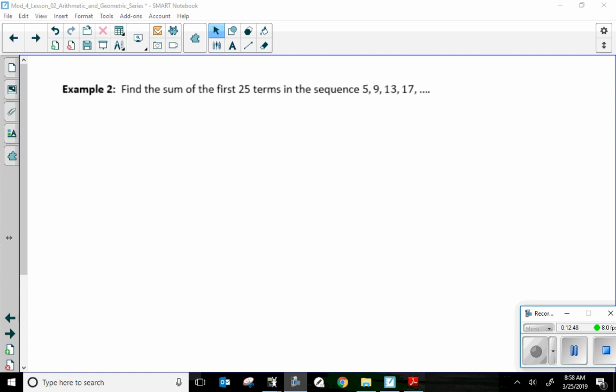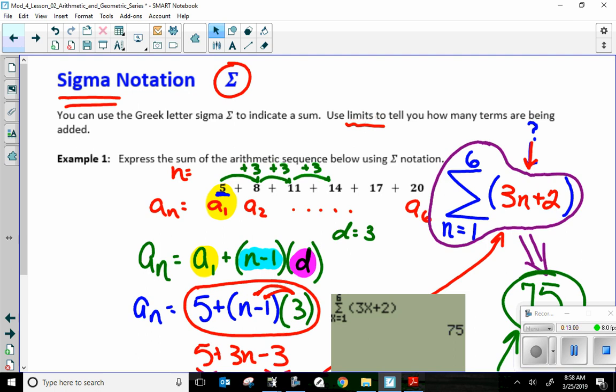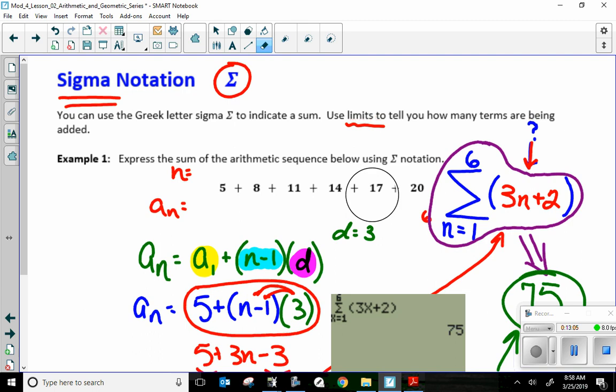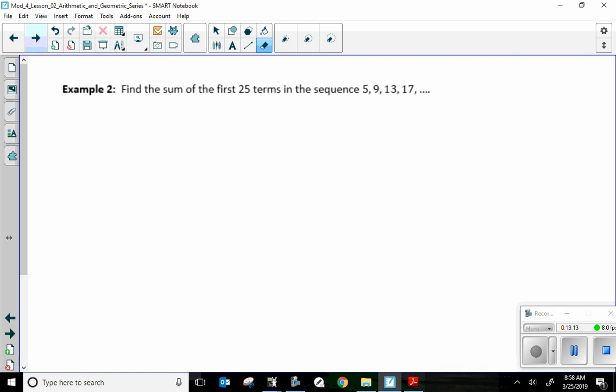Okay, find the sum of the first 25 terms in the sequence 5, 9, 13, 17. Now, if I go back to example 1, this right here would have been easy to just put in the calculator. 5 plus 8 plus 11 plus 14 plus 17 plus 20. You would get 75. But now let's go here. Now I would have to do 5, 9, 13, 17. That's only 4 terms. I'd have to find the next 21 terms after that and add them all up.